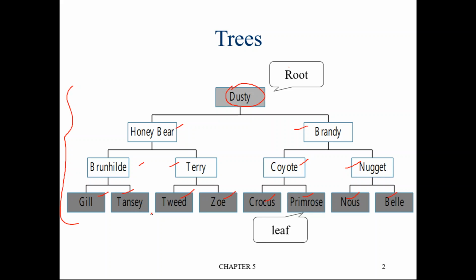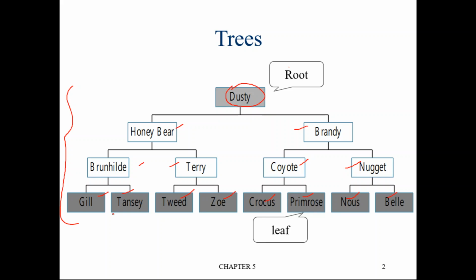Like that, the tree can grow up to any level. And it is not that it should have only two children. It can have any number of children. The tree is not limited to only two children. The node which does not have any parent node is called the root node.